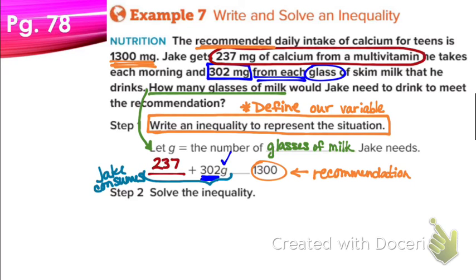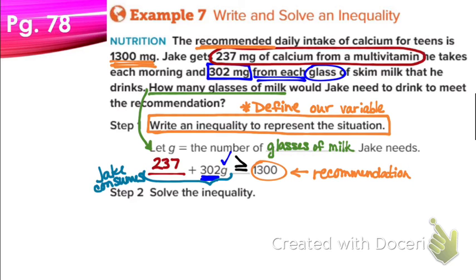Should Jake be consuming less than that or more than that? More. So what inequality do I need right here then? The greater than. Is it okay if he just stops right at 1,300? Yep. So I'm going to have an or equal to with this. Jake is supposed to consume at least this much or more.